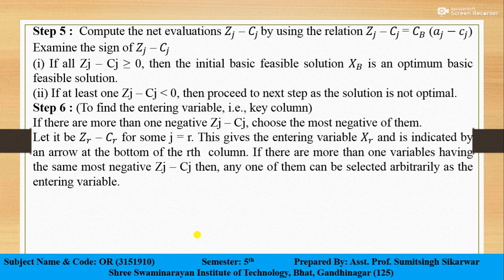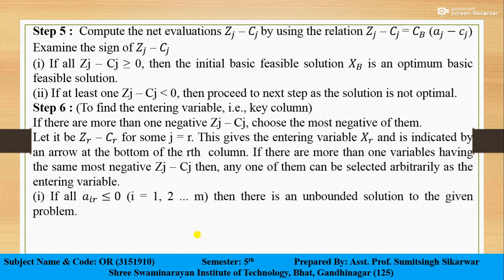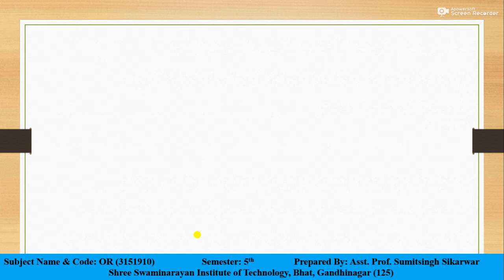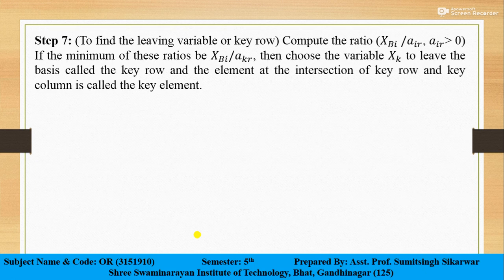Sorry. For that we need to find zj minus cj. In our next column, next step, we'll find the leaving variable or key row, where we compute the ratio xb divided by the entering column.